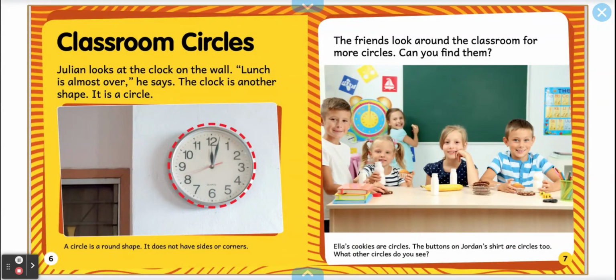Classroom circles. Julian looks at the clock on the wall. "Lunch is almost over," he says. The clock is another shape. It is a circle. A circle is a round shape. It does not have sides or corners. The friends look around the classroom for more circles. Can you find them?